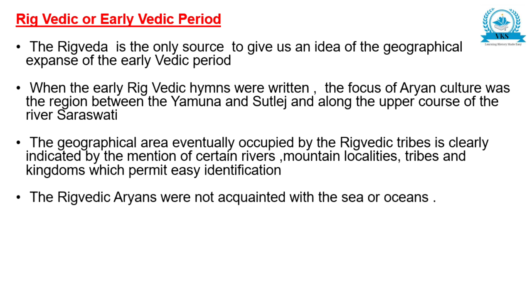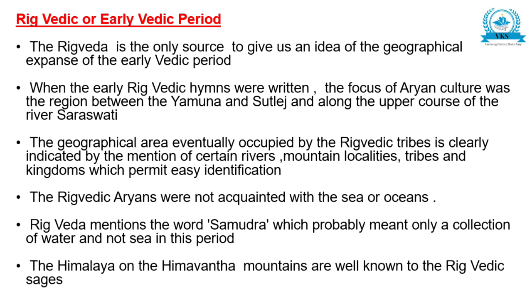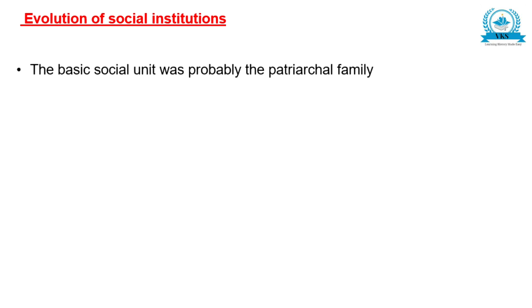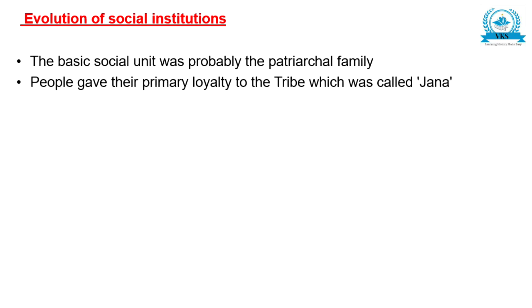The Rigvedic Aryans were not acquainted with the seas or oceans. Rig Veda mentions the word Samudra, which probably meant only a collection of water and not sea in this period. The Himalaya or the Himavantha mountain are well known to the Rigvedic sages. Evolution of social institution. The basic social unit was probably the patriarchal family.